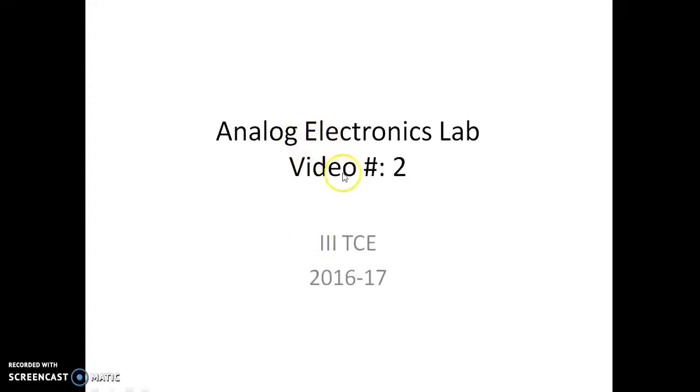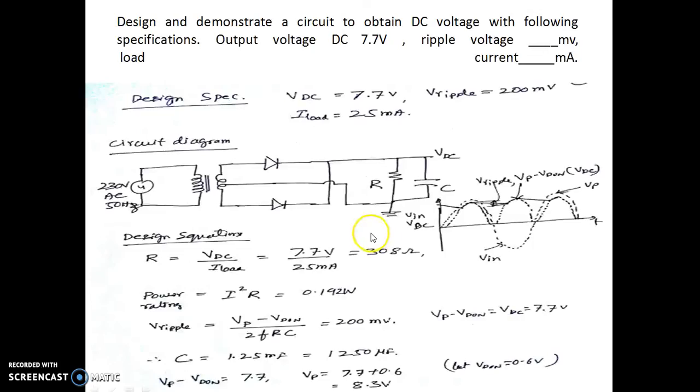In this second video of the Analog Electronics lab, we shall continue to see some more experiments. Let us again look back to the previous experiment that we saw in the first video. This is to get a DC voltage of 7.7 volts.